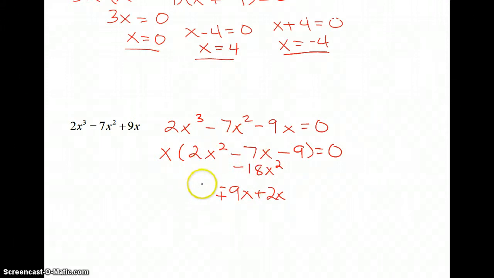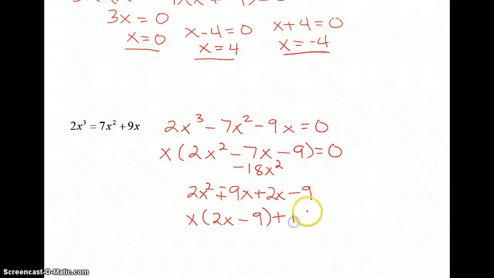Then I'm going to bring down my 2x squared to turn it into a 4 term, bring down my minus 9. And what's in common in both? An x. So I'm going to get 2x minus 9. And then I put plus because this part right here was plus. Now I want to see what's in common. Well, there's nothing, but 1 is always in common. So I'm going to take out a 1. So my factor that's common is 2x minus 9, so I put that in front. And then what's left over is x plus 1.